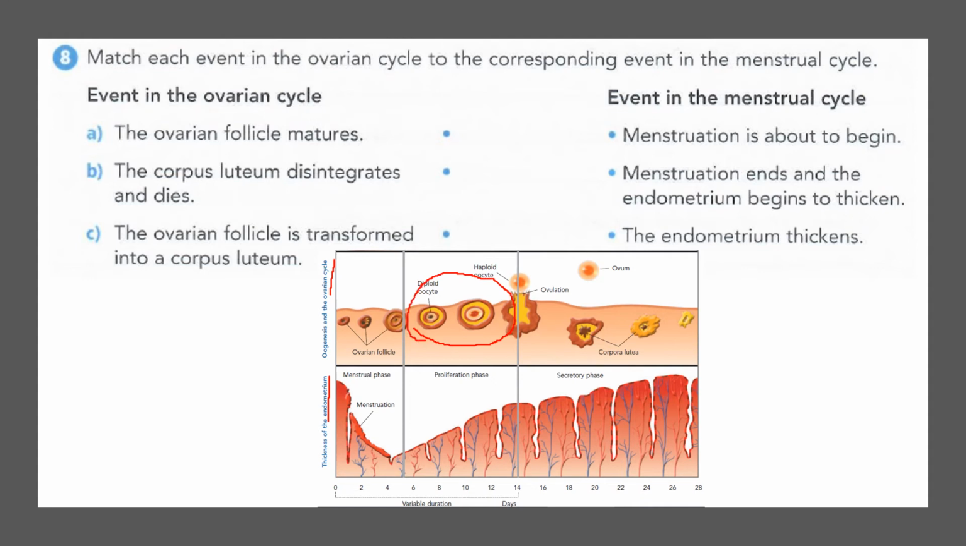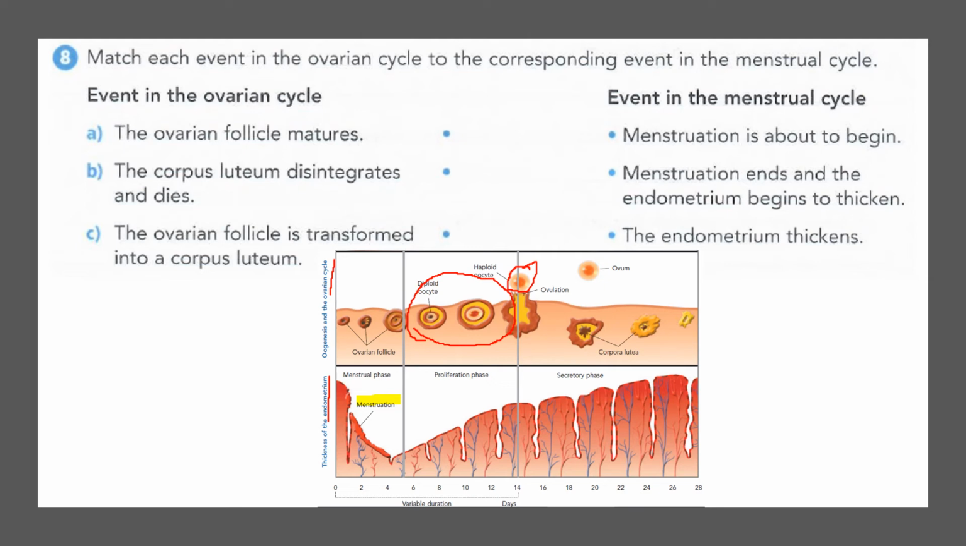That divides, transforming the oocyte. That's another class, another lecture, and liberates the oocyte here. So all this period here is the maturation. So the ovarian follicle matures. When this is happening, what's happening? Menstruation is about to begin. So let's check here. Here it's written menstruation, and this red line here is the endometrial thickness.